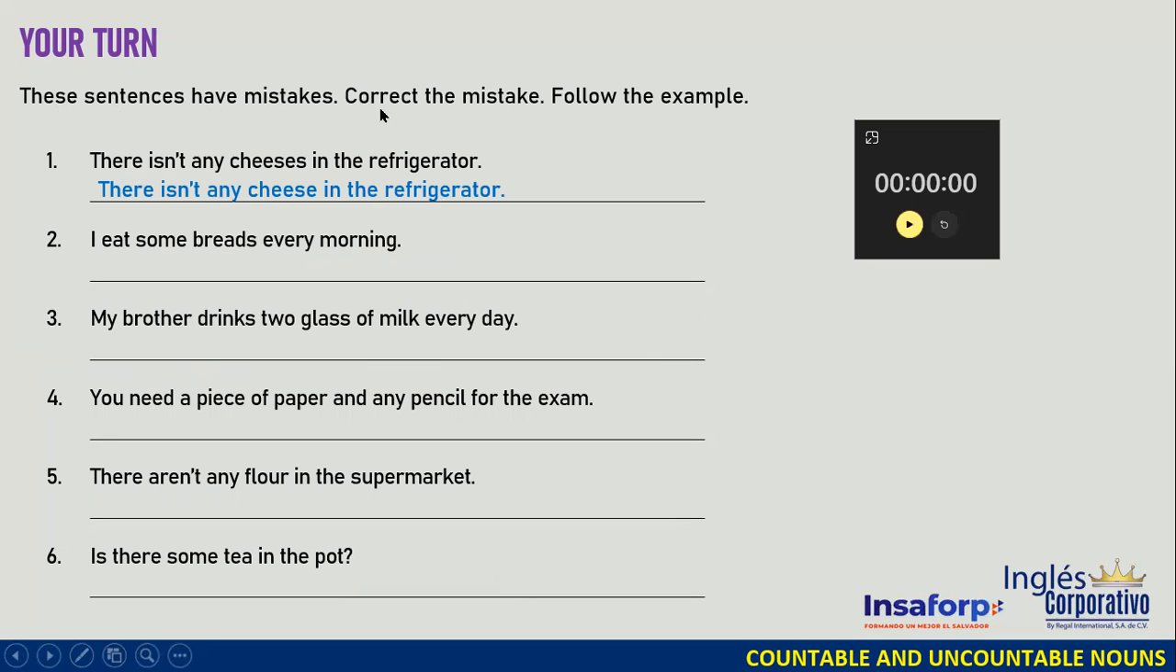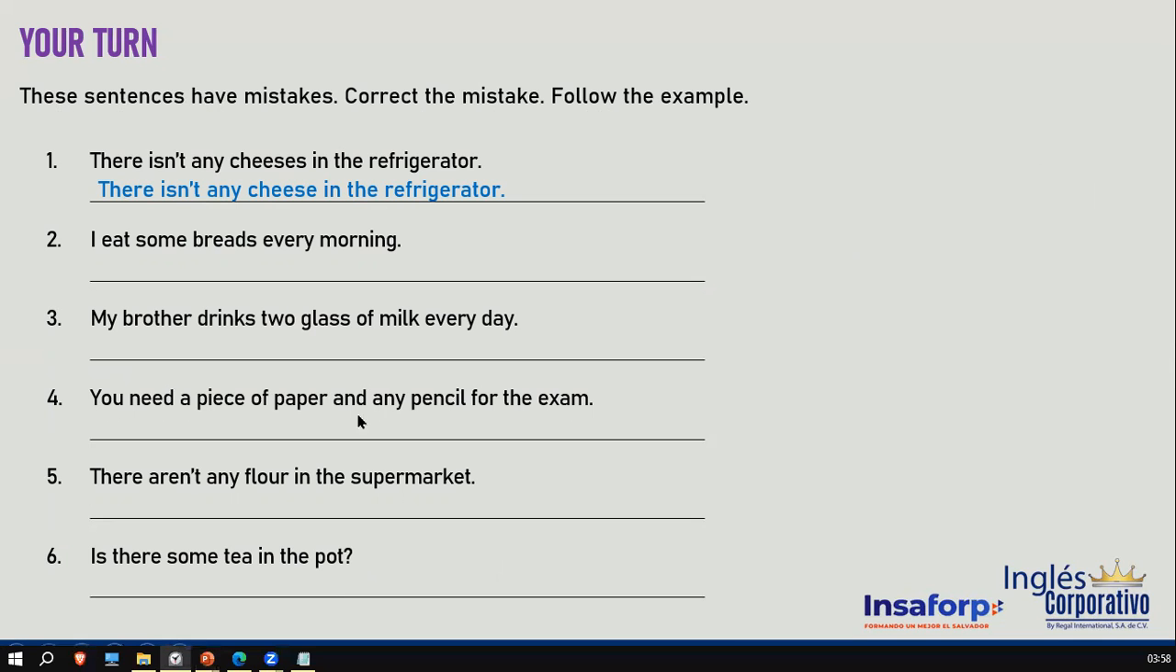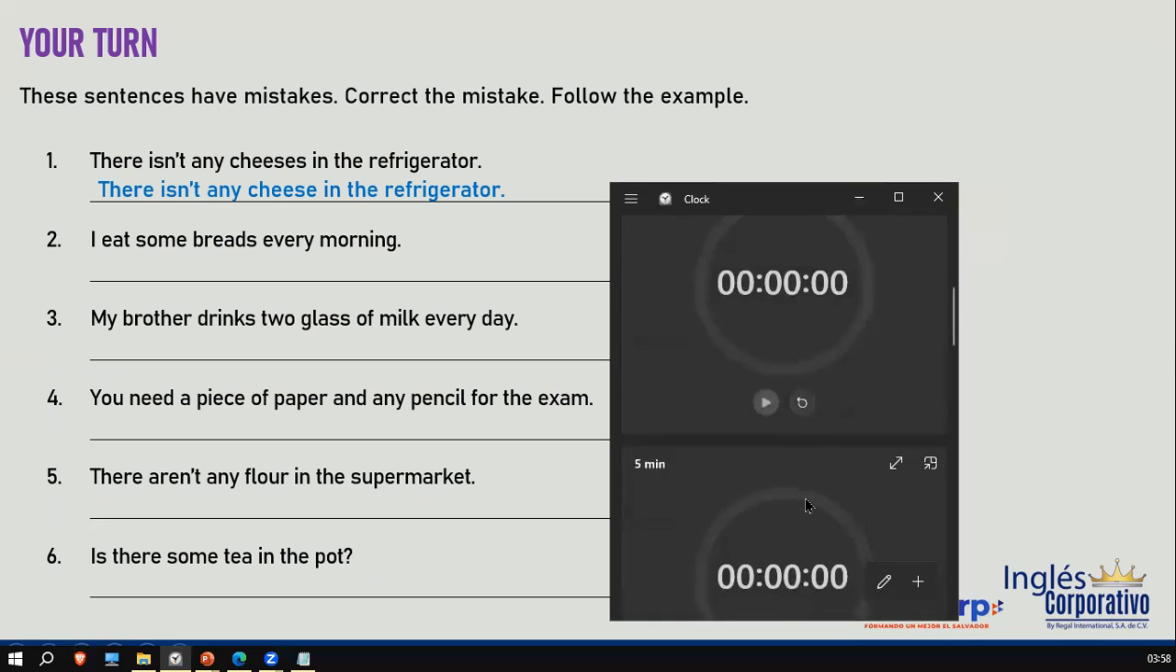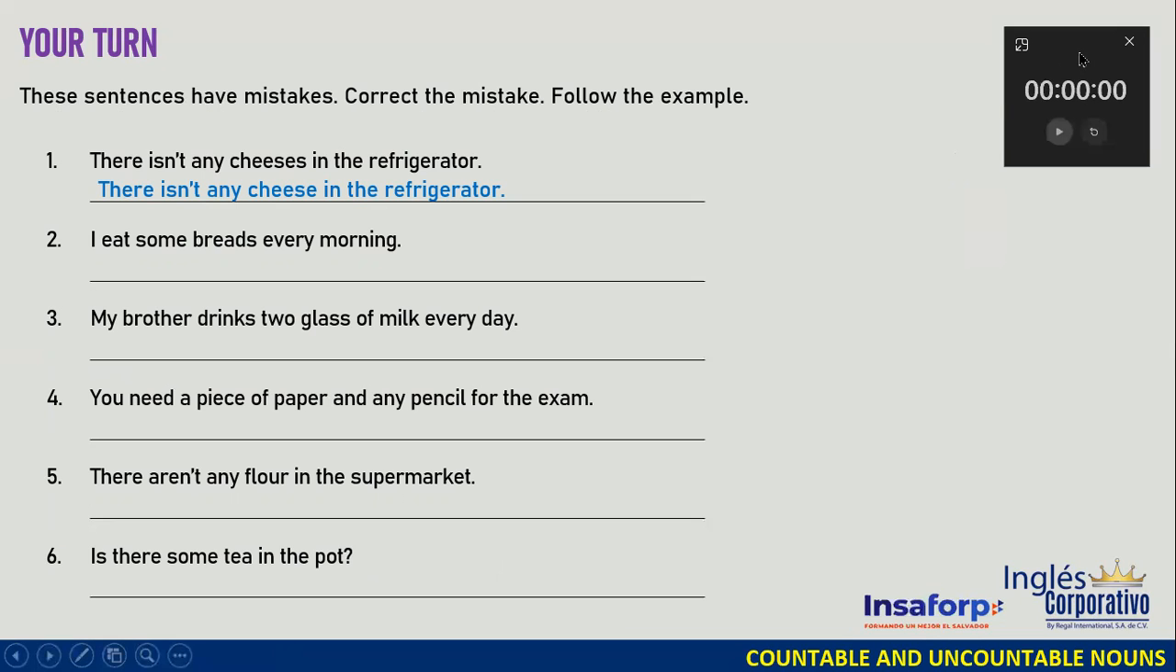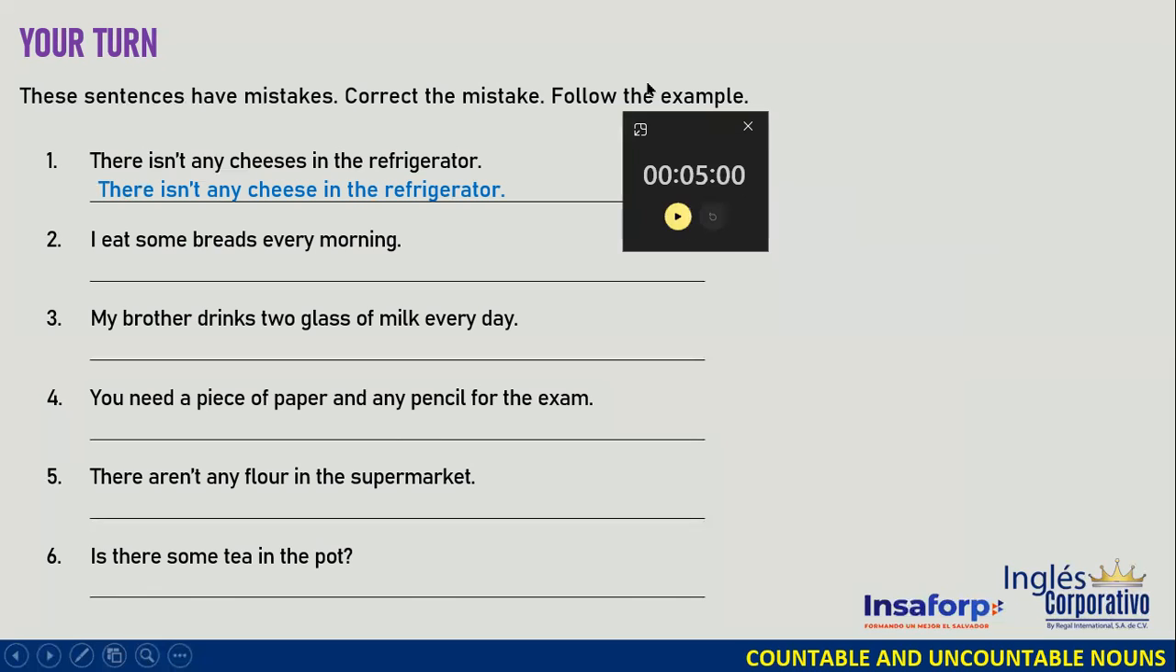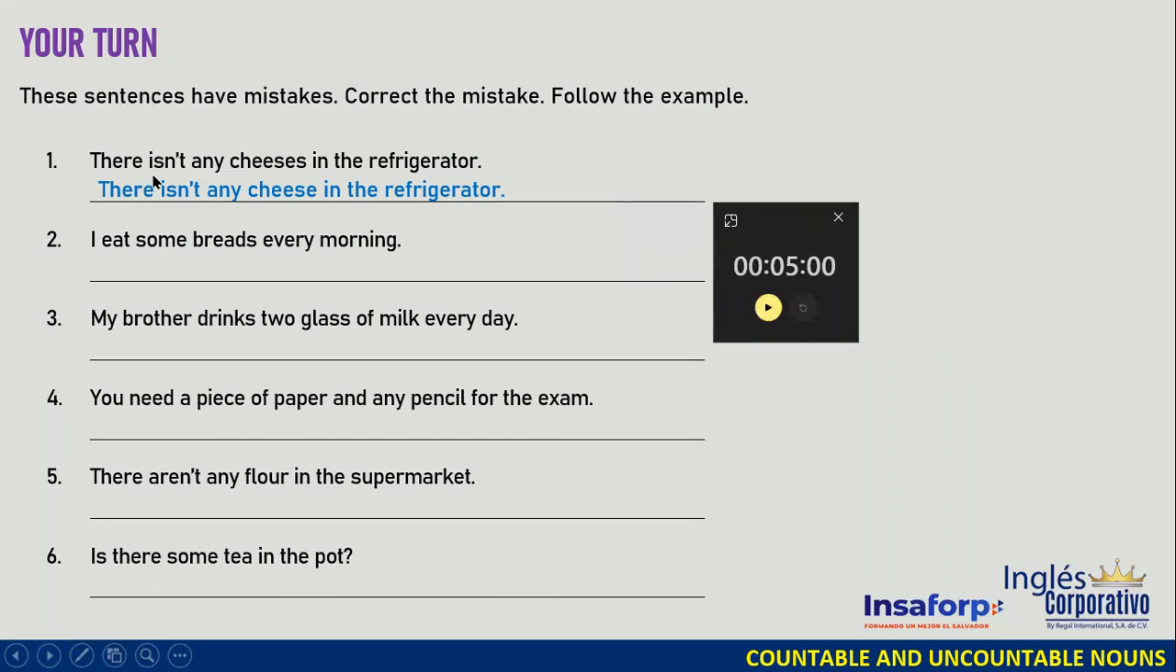Okay, let's continue with the second practice. These sentences have mistakes. Correct the mistakes and follow the example. Estas oraciones tienen un error. Identifiquémoslo y tratemos de encontrar ese error para poder corregirlo. So I'm going to give you 5 minutes for this one, pero siempre avísenme cuando terminen, okay? Your 5 minutes will begin right now. Look at the first example. There isn't any cheeses in the refrigerator. I cannot say cheeses because cheese is an uncountable noun, so I cannot pluralize it. There isn't any cheese in the refrigerator, right? So let's go ahead and check.